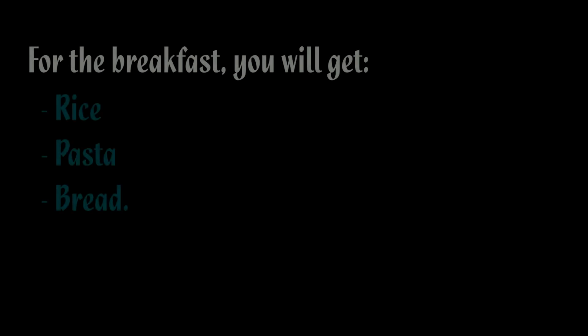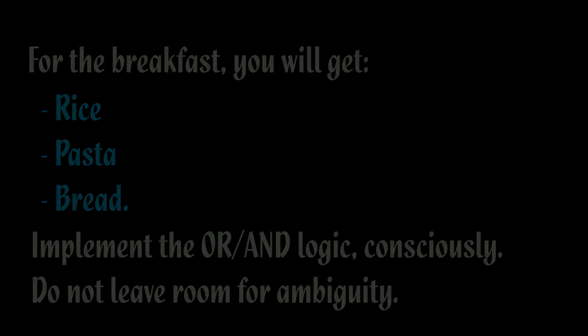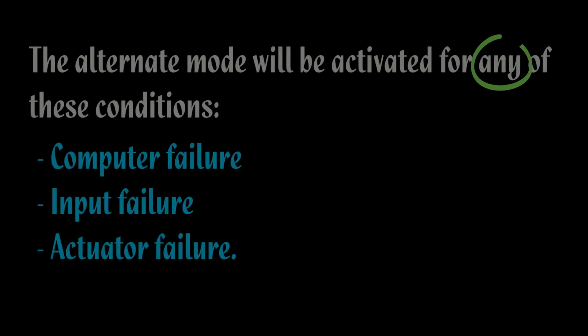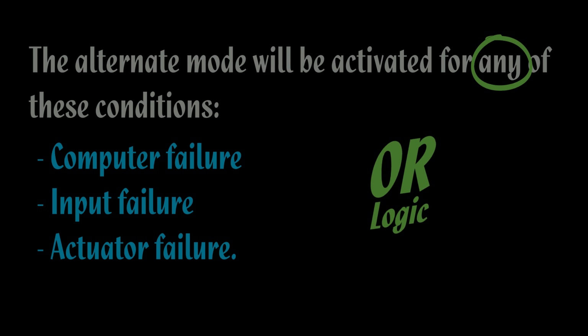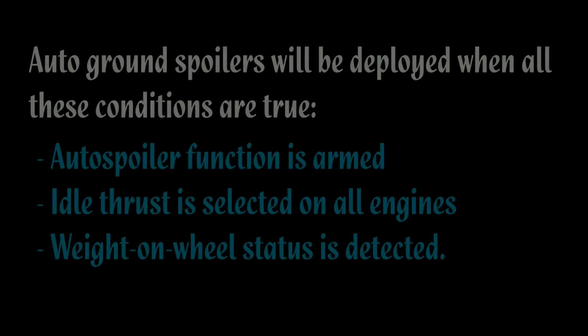A list is a good structure, as long as it is constructed well. Look at this list, and tell me if I would get 3 food items, or just one out of the 3 that would be available in the kitchen that morning. Implement the OR logic or AND logic consciously. Do not leave room for ambiguity. This is an example of OR logic. This is an example of AND logic.